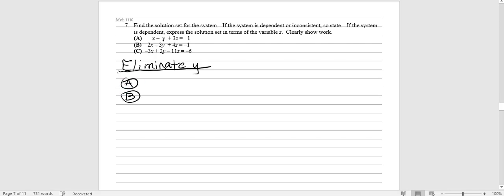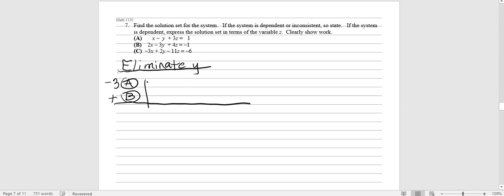And I notice that I have a negative y in equation A and a negative 3y in equation B. So if I multiply A by negative 3, I'll have a positive 3y in A and a negative 3y in B, and so I'll have opposites. So I don't need to change B at all.